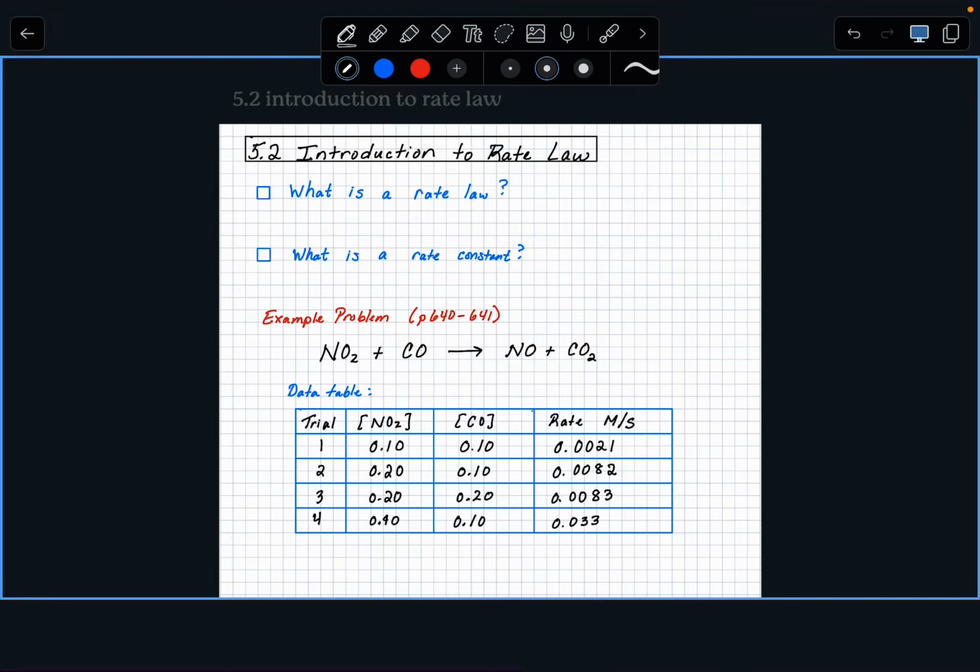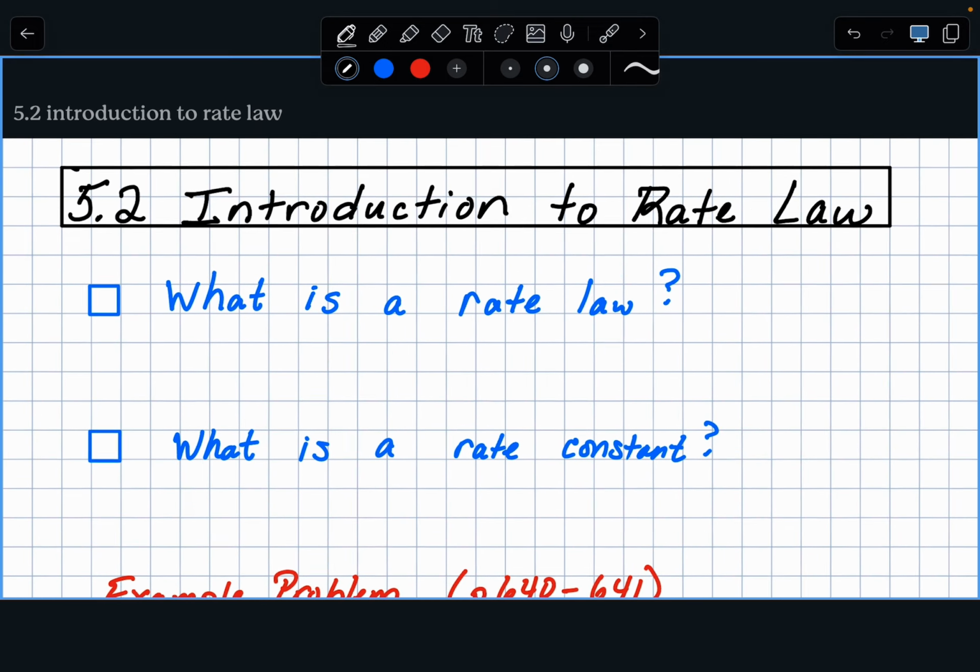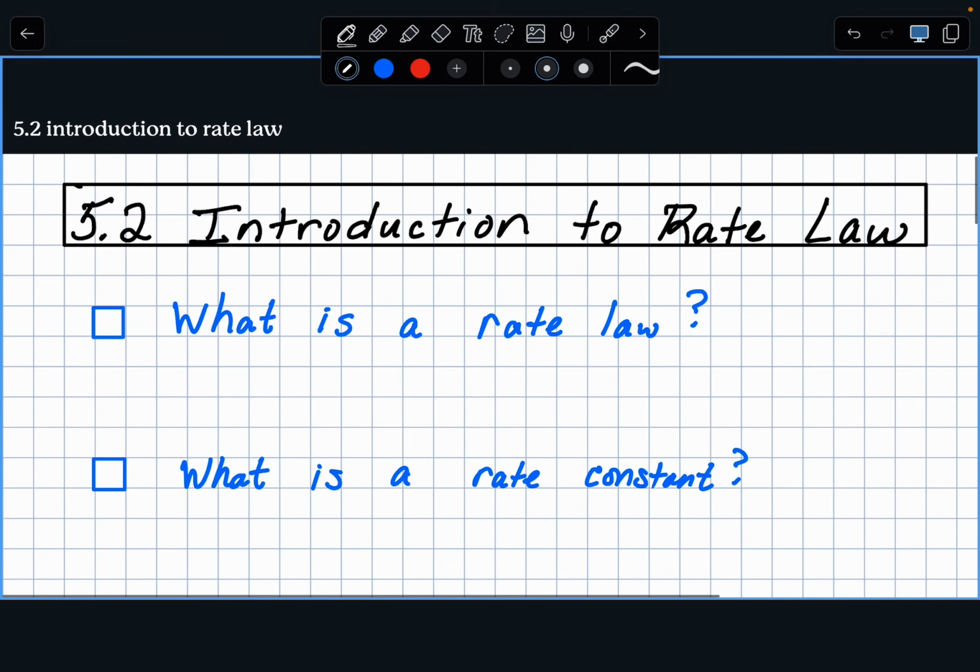All right, so first off for 5.2, it's just an introduction to rate law. And what a rate law looks like, and they'll ask you to do this on the AP test often, is they literally want you to write the word rate. So if the question on the AP exam asks what is the rate law, you have to actually write the word RATE equals.